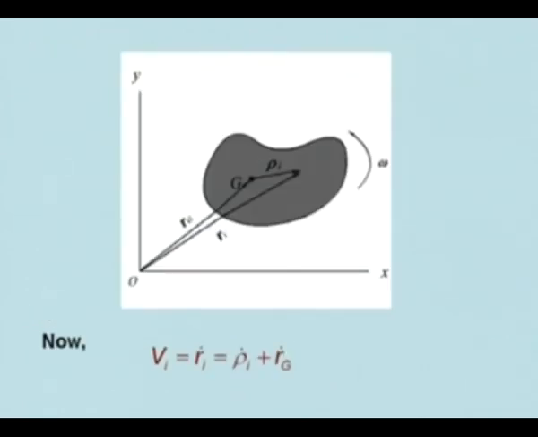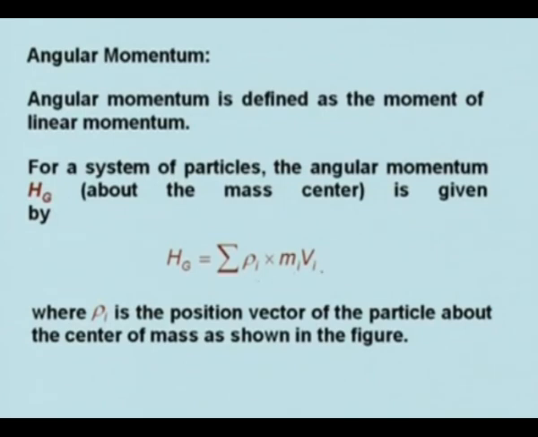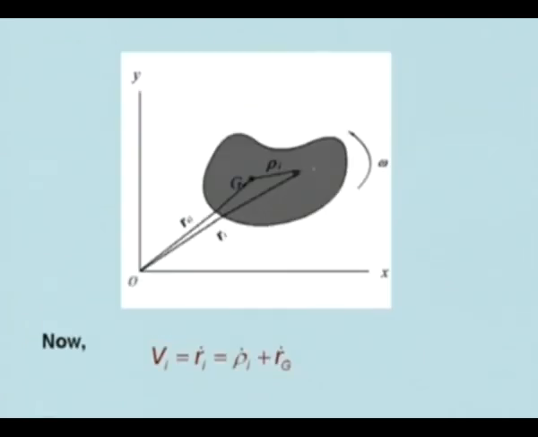Say for example, this is the situation. You have a body, this is the axis system, G is the mass center, it is rotating with angular velocity omega, and this is rho i, the distance of the mass from this, and this is Ri and this is Rg. So we have the absolute velocity term mi vi, but rho i is the position vector of the particle about the center of mass. Then you have vi, that means the velocity of the particle, r dot i is equal to rho dot i plus r dot g.